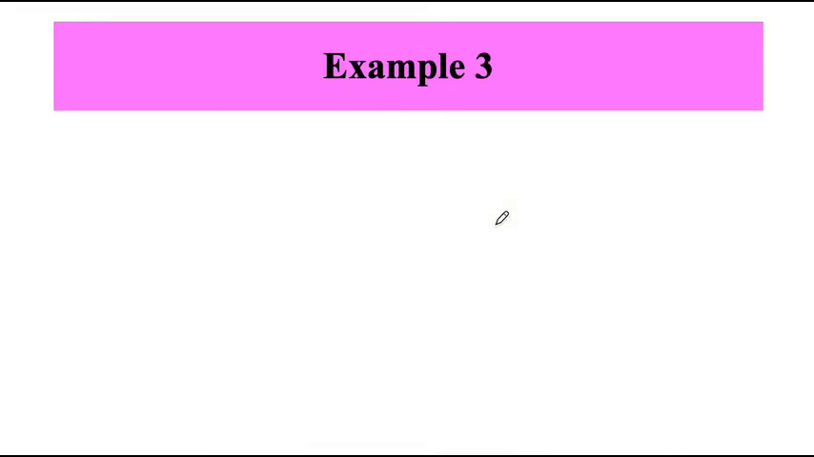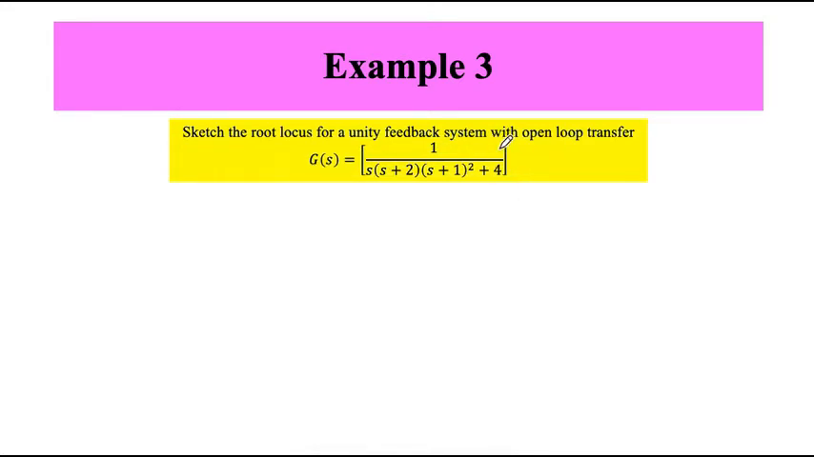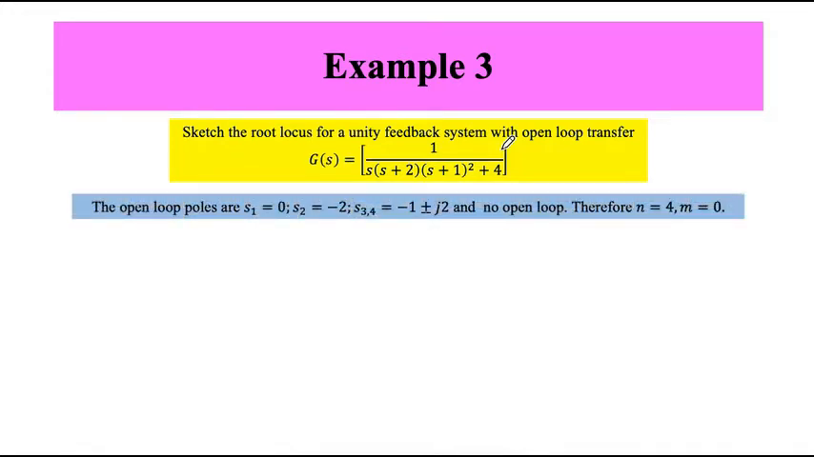Now another example. Again I have a unity feedback system. My number of poles is 4 and number of 0s is 0. If I start drawing this diagram, I have one pole at 0, one at minus 2, and another 2 at minus 1 minus j2 and minus 1 plus j2. So number of poles is 4, number of 0s is 0.